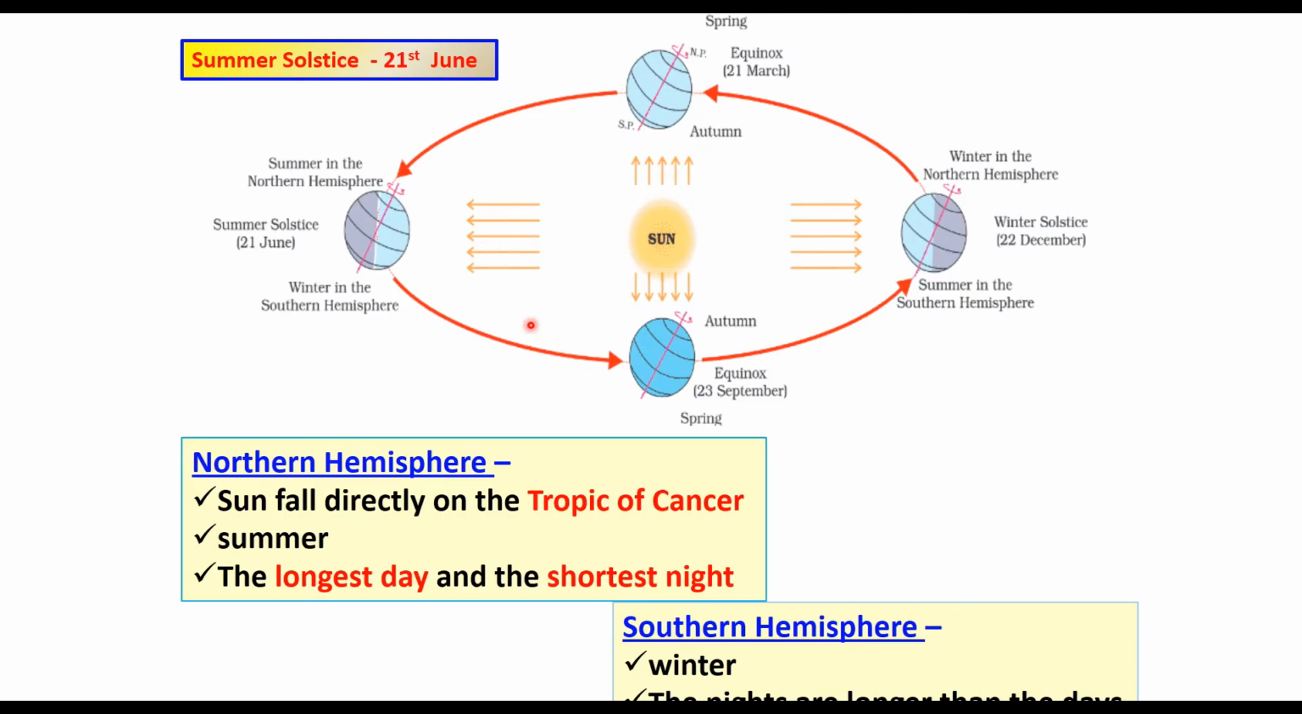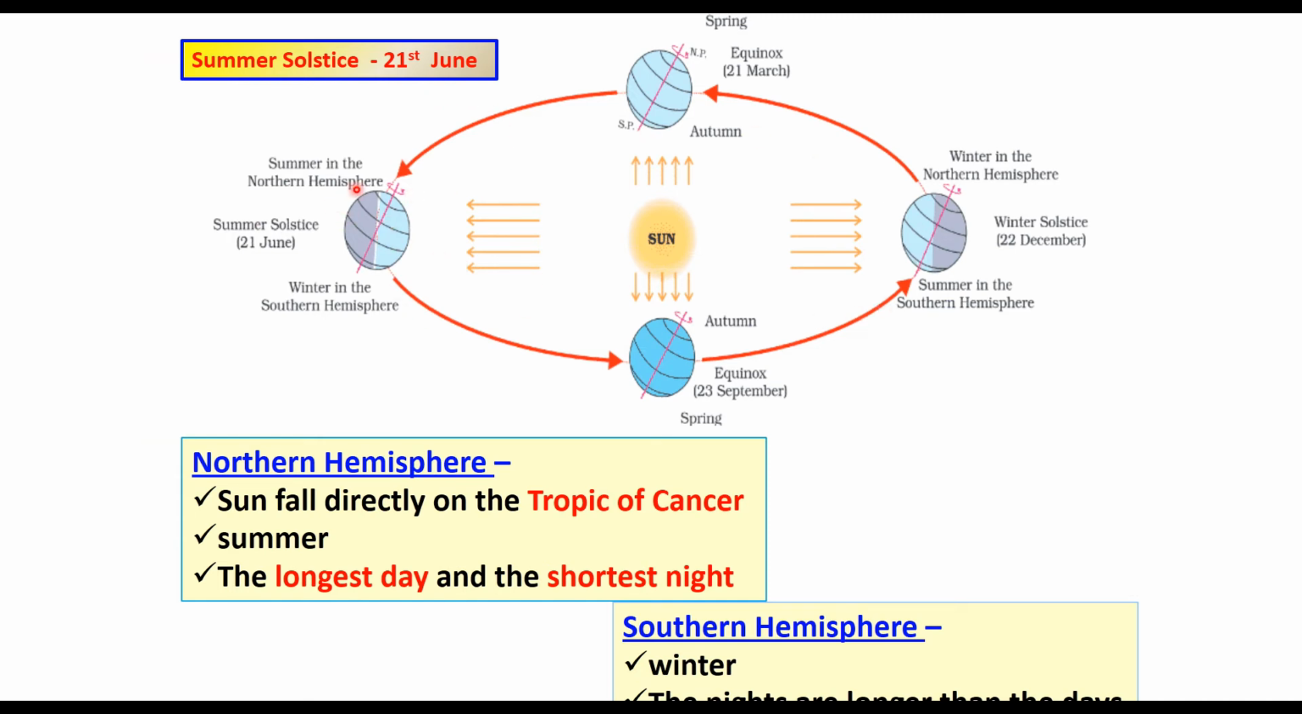Have a look at this figure, the Earth's revolution around the sun. On 21st June, the northern hemisphere is tilted towards the sun. If you are not familiar with the term hemisphere and don't understand the concept, please refer to the description box. I'll give the link to the previous class. Take time to watch it so you will know the base terms. Okay, coming back to this figure.